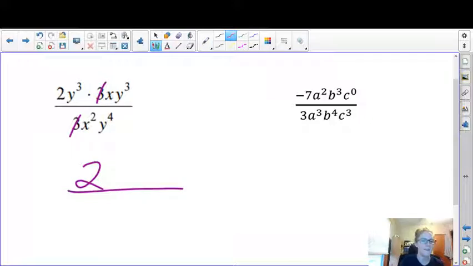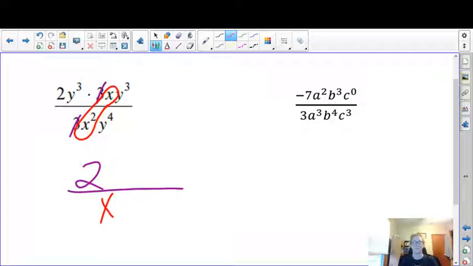If we take a look at the X's, because I like to go in alphabetical order when possible, I have 1 on top and 2 on bottom. So 1 minus 2 is -1, and we'll talk about negatives in a little bit, but we're going to say that he just sits on the bottom because there's more down there.